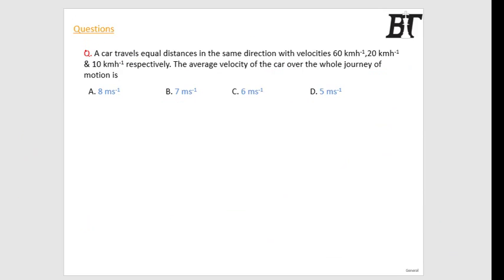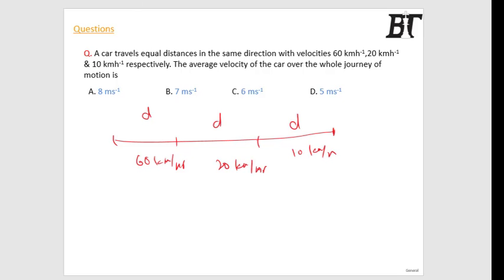This is the next question on your screen. Please pause the video. I will now begin with my solution. So the body covers equal distances with these three speeds. Let us say the first distance AB is covered with a speed of 60 kilometers per hour. This distance is D. This second distance is also D with a speed of 20 kilometers per hour. And this third distance is also D when the car moves with a speed of 10 kilometers per hour.